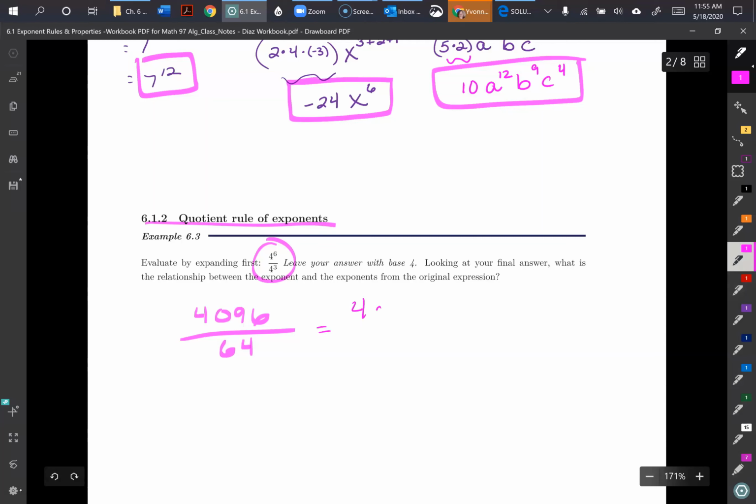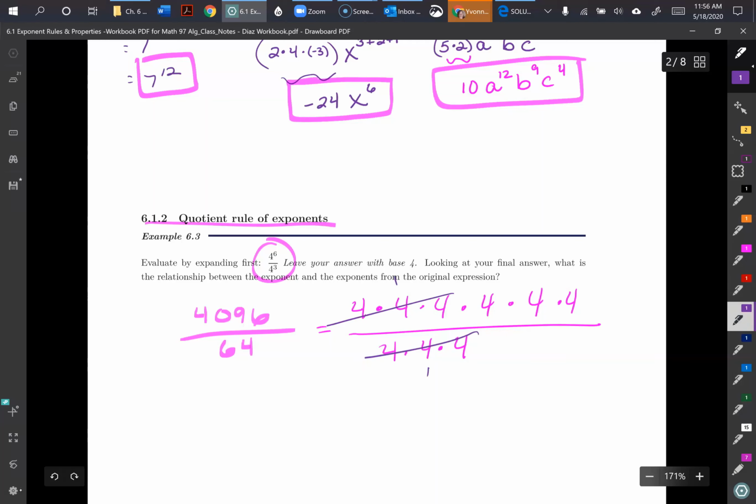If I were to expand it out, I would get 4 times 4 times 4 times 4 times 4 times 4. I would have 6 factors of 4 over 3 factors of 4. And you can see what happens here. We would reduce anything common and be left with 4 times 4 times 4, and we would say that equals 4 cubed. So again, in this case, I subtract the exponents, so it's kind of a step down from what you're doing. If you're dividing the exponentials, you subtract the exponents, because division, after all, is just repeated subtraction.